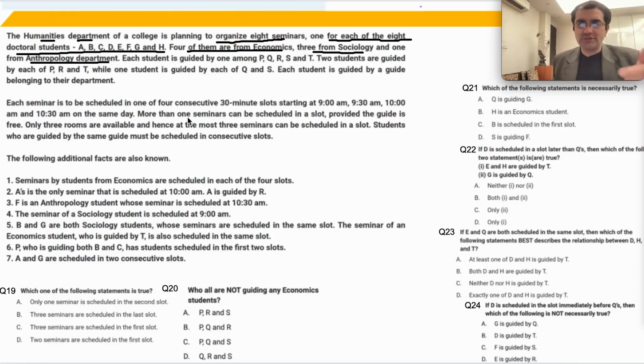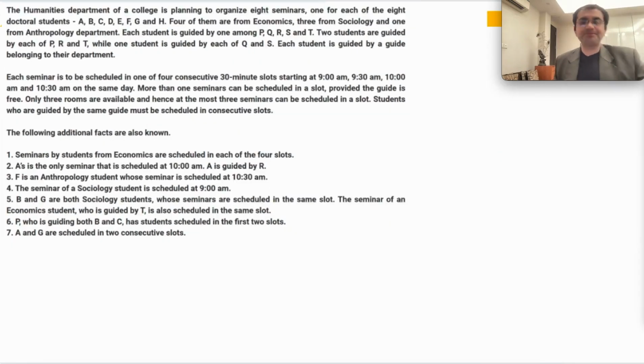You have students, you have slots and guides. The information is over here. If you go through the questions, it's all looking nice, but at this point it says if E and Q are both scheduled in the same slot. This means that you will not be getting the complete orientation. Some things will not be fixed. Okay? So let's get whatever we can and then we'll answer the questions.